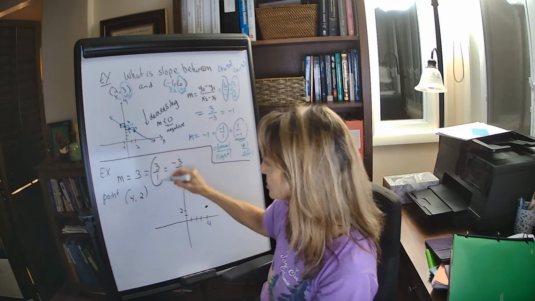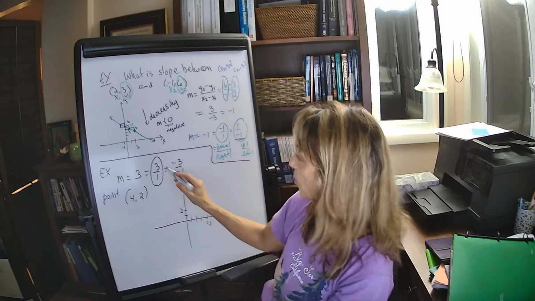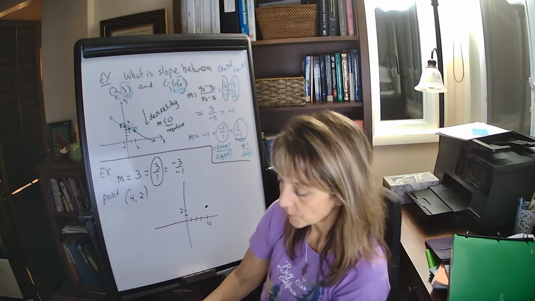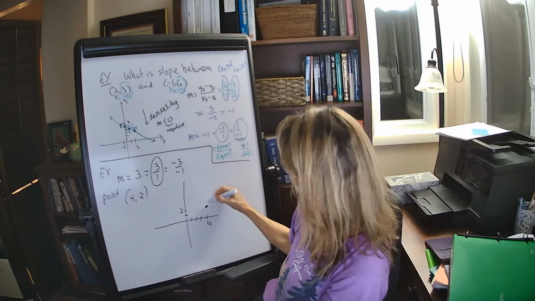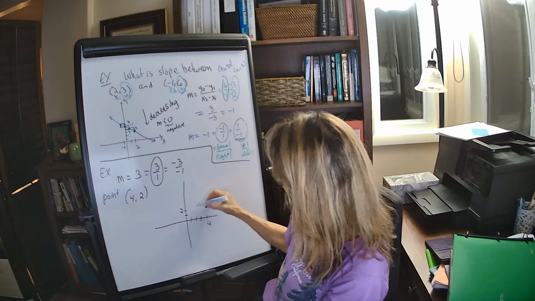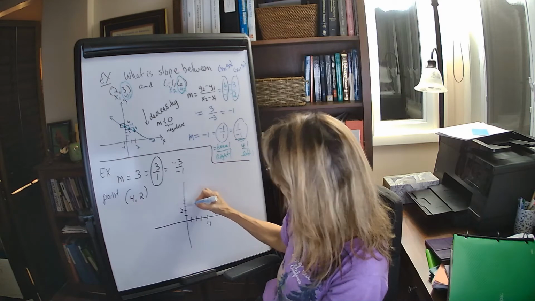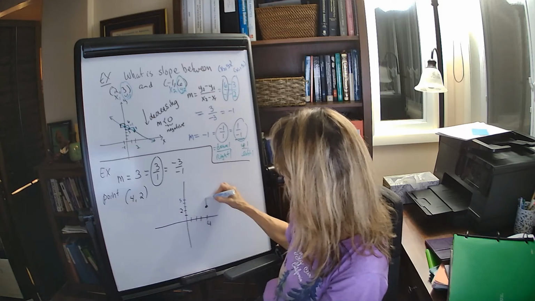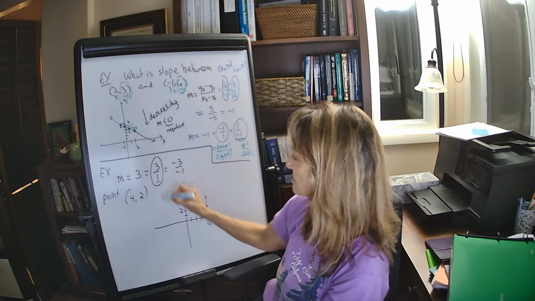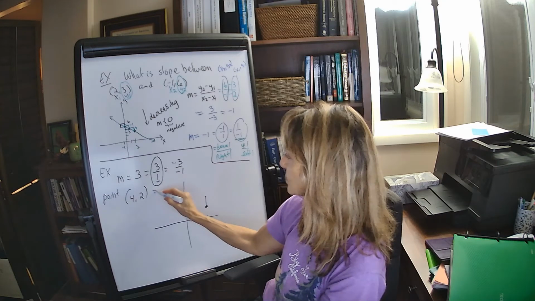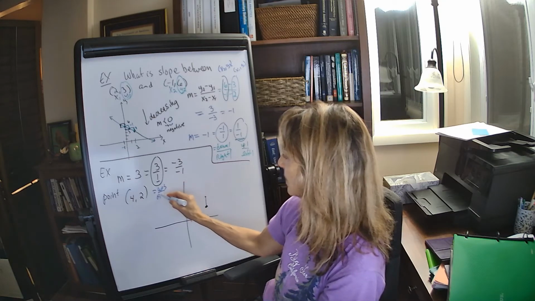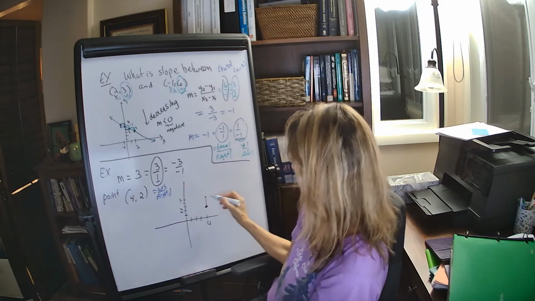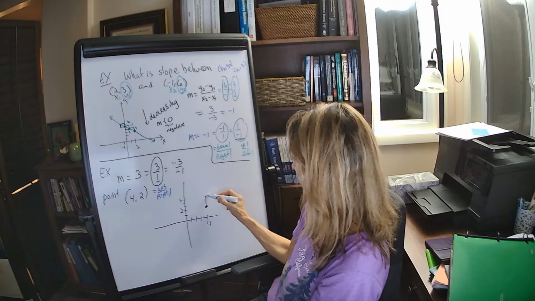Now, if I use this version of the slope, that means I'm going to go up 3 and to the right 1. So I start at that point, and I'm at 2. I go up 3. 2 plus 3 takes me to 5. And I go positive 1 to the right. So this one is up 3, right 1.